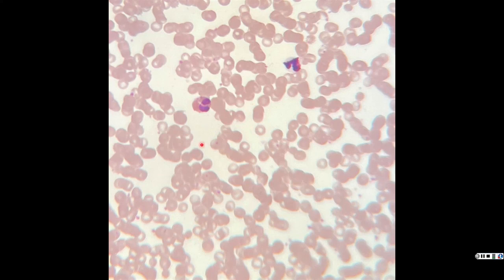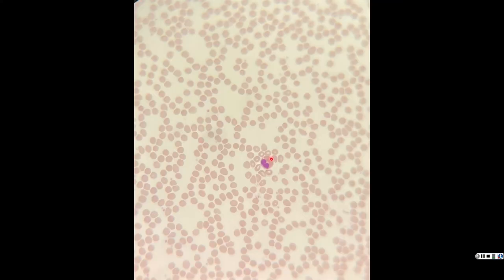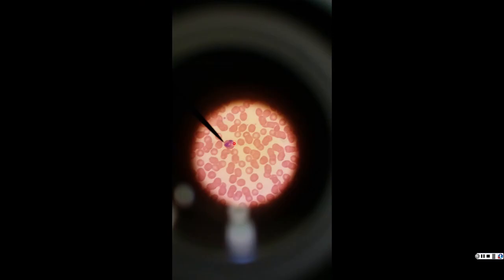Eosinophil. Here's another eosinophil, two-lobe nucleus, bright red cytoplasmic granules. Eosinophil, two-lobe nucleus, bright red cytoplasmic granules. And there's our Spider-Man or Deadpool. Looks like his two eyes, dark purple. Those are the two lobes of his nucleus. And bright red cytoplasmic granules. Eosinophil.